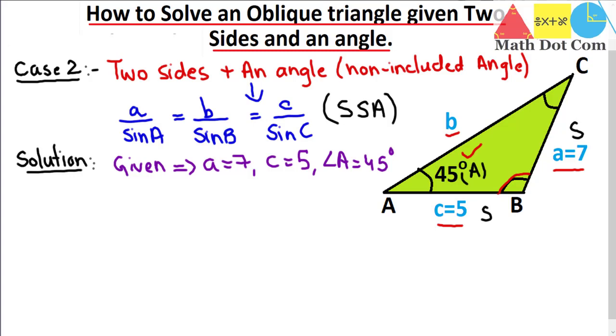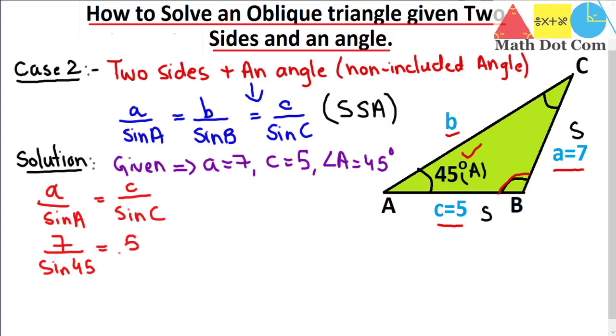We will use the formula of the law of sines as A divided by sine A equals C divided by sine C. Why have I used A and C? Because sides A and C are both known, angle A is also known, and only angle C is unknown. So from here we can easily find angle C. If I put the values in it, A is 7, angle A is 45, so 7 divided by sine of 45 equals C, which is 5, divided by sine C. C is the angle that is unknown.